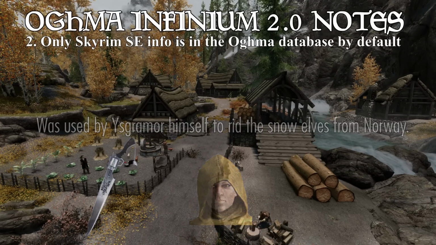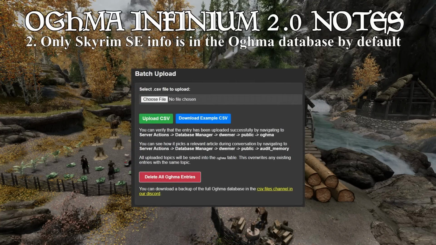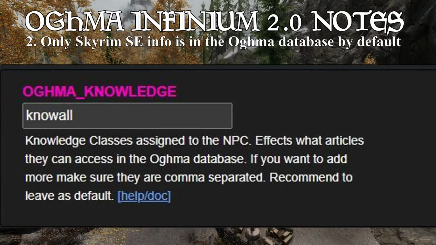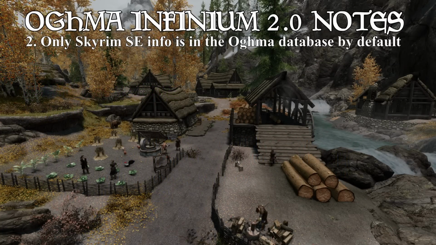However, we have made it quite easy for you to customize and add your own Ogma articles to the Ogma database. So if you are using a very heavily modded game and you want the information to reflect your canon, so to speak, you can easily just edit the database.